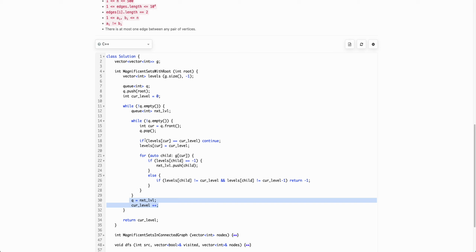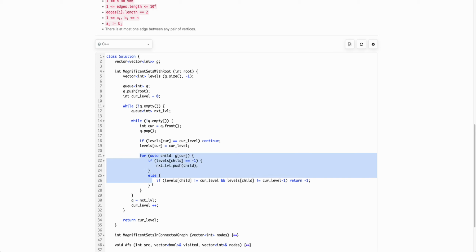Now, the major thing here is this case where we are saying that if the child is not visited at all, that is fine, just push it. If the child is visited, just check what the level of the child is. The level of the child is the current level or the current level minus one. If any of them is not true, it means the child is pointing to someone which is much higher than me. So this entire condition is not possible. The entire configuration is not possible. So I will return minus one.